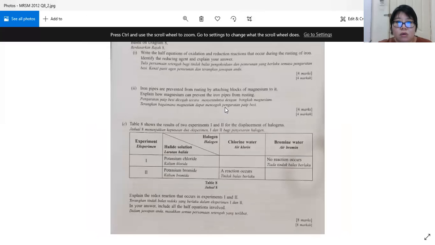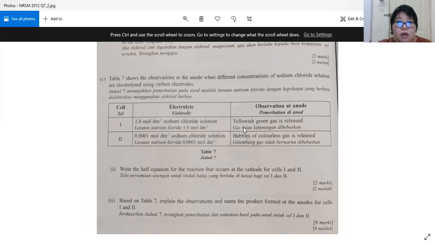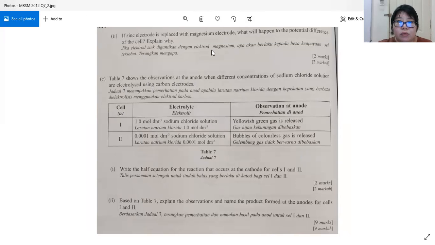Okay, our next question, we are actually talking about part C. The table shows observation at the anode, the keyword, anode, when concentrations of sodium chloride solution are electrolyzed using carbon electrodes. The factor, different concentration, this is the MV. This is the CV, control variable.